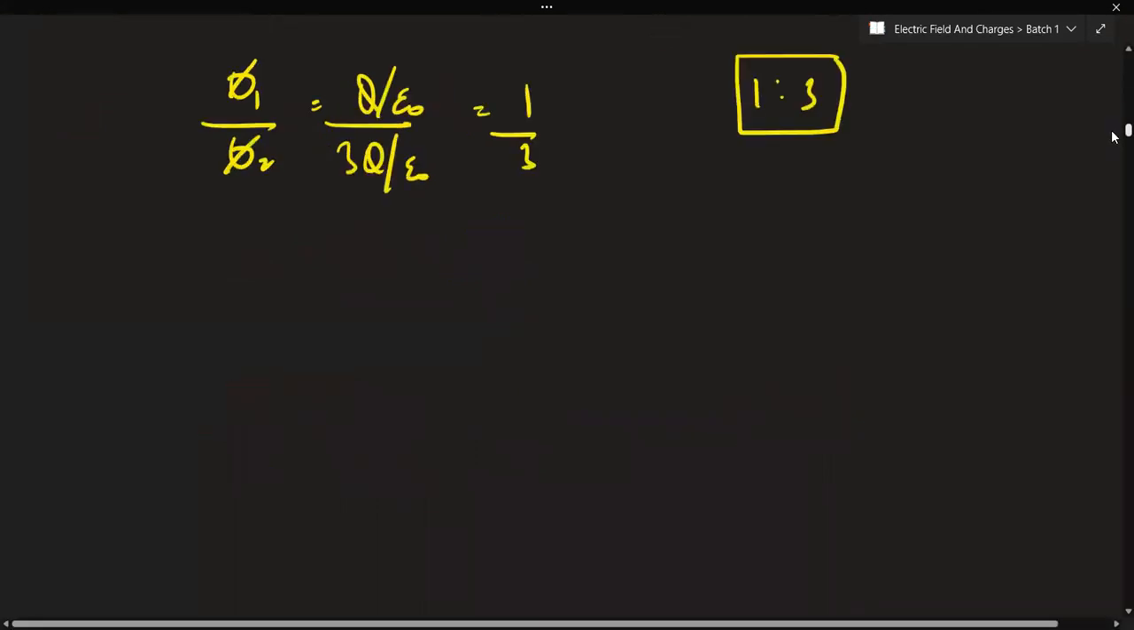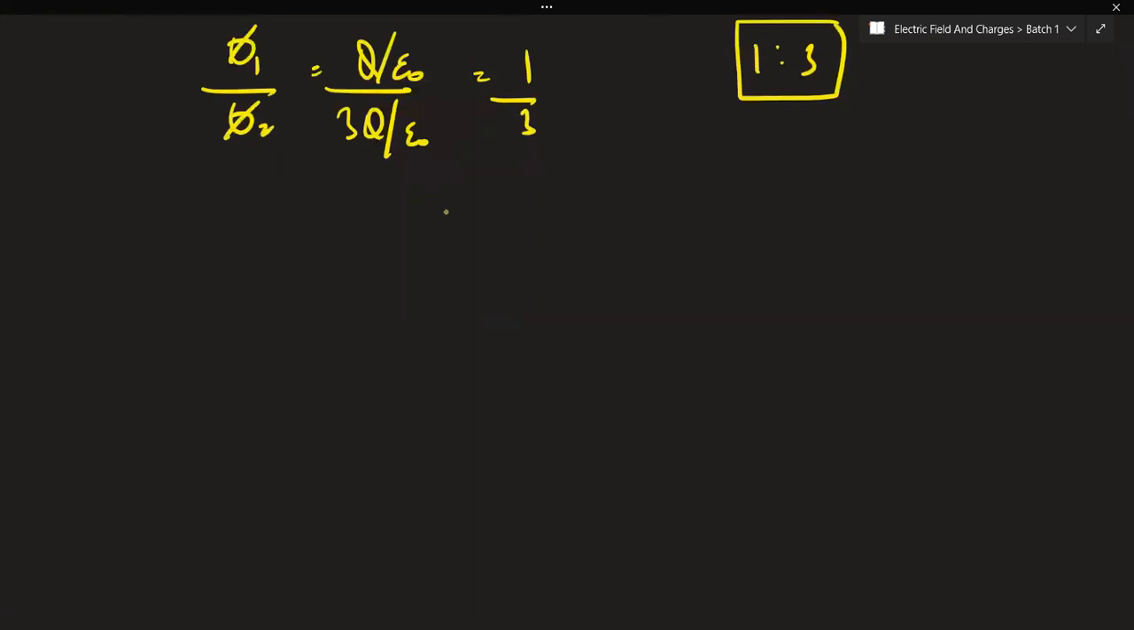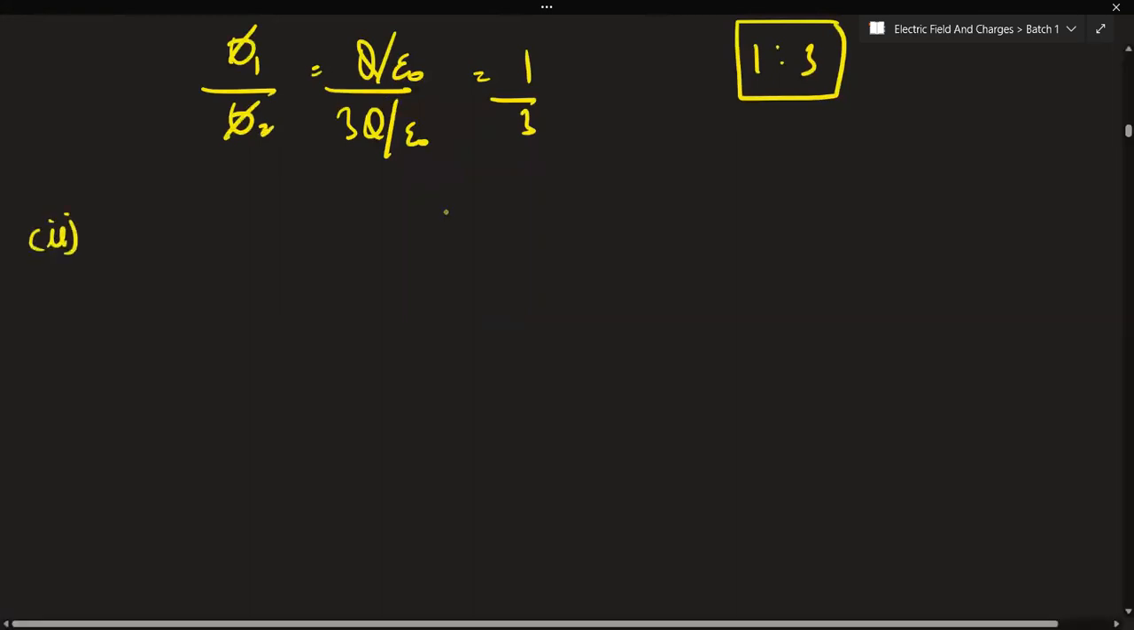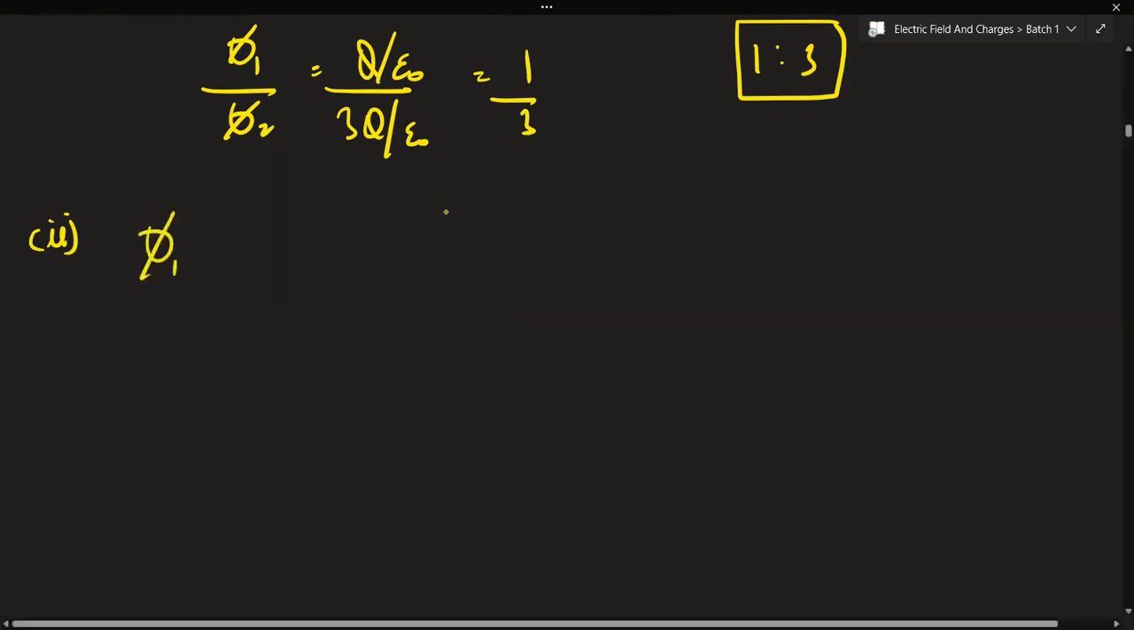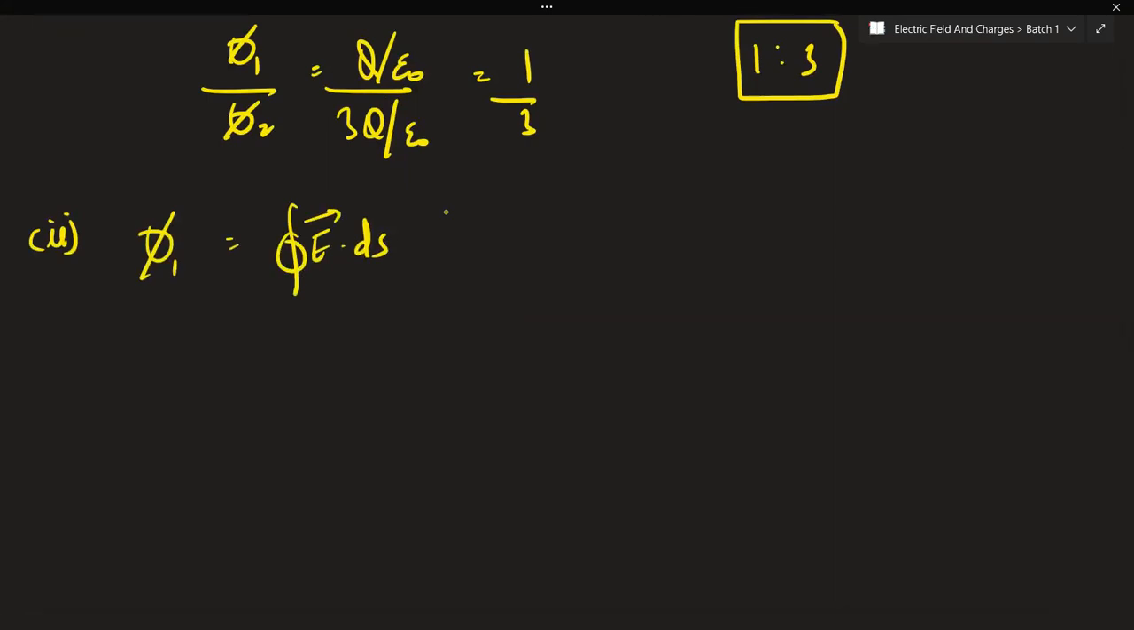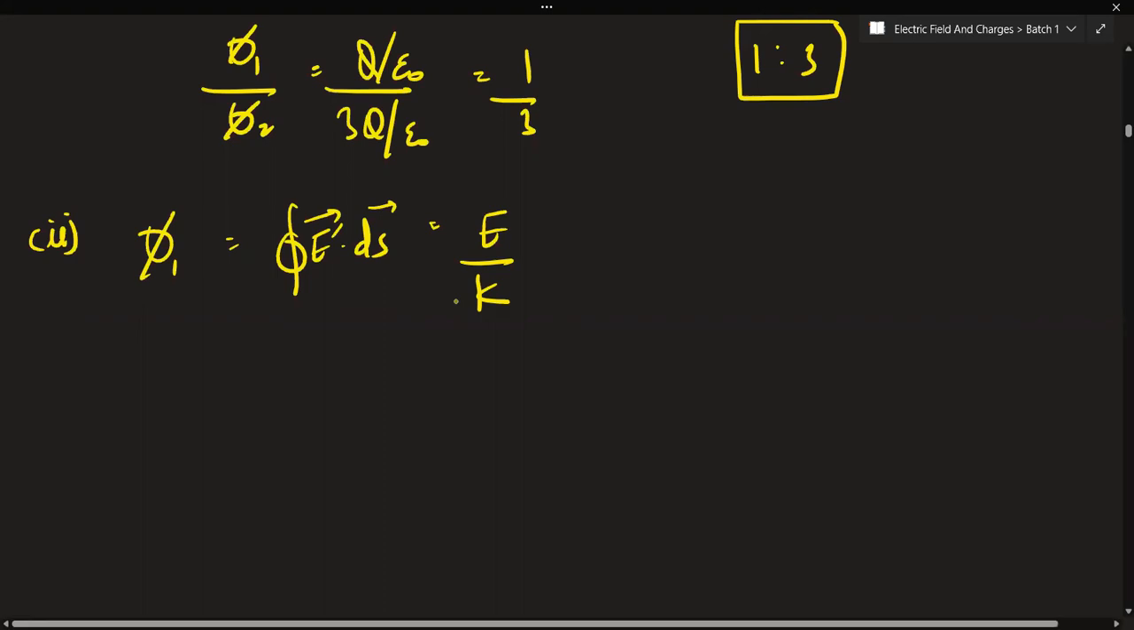See class, and please, this is the most important question of all the questions we have discussed. If a medium of dielectric constant K is introduced in the space inside S1, flux through S1 is the closed loop integral of E dot ds. So the electric field will become E by K. This was the earlier electric field, so the new electric field E dash will be E by K.